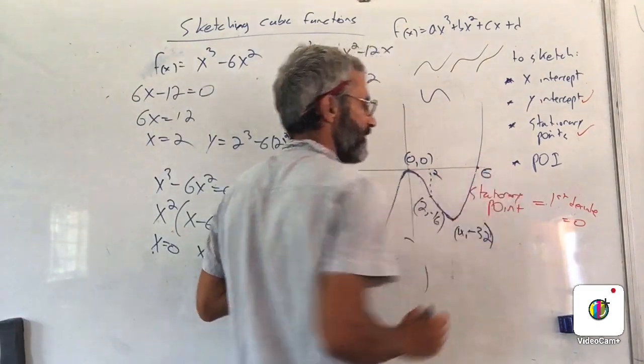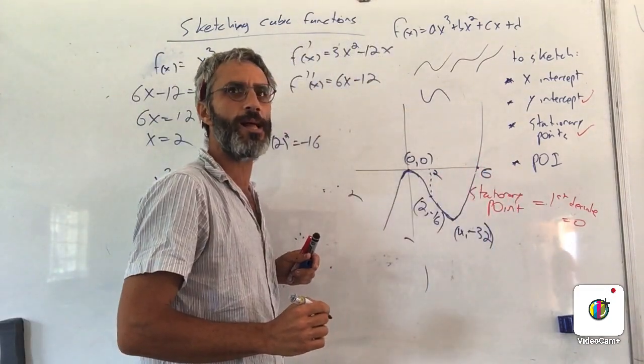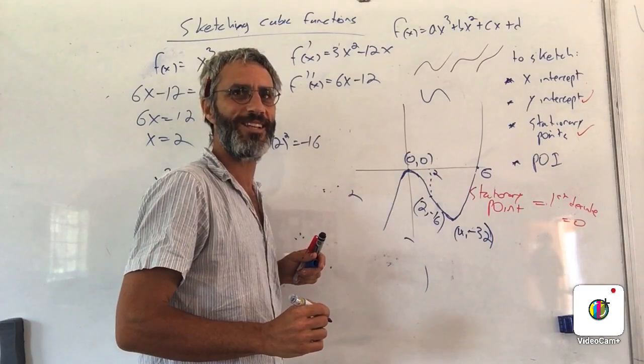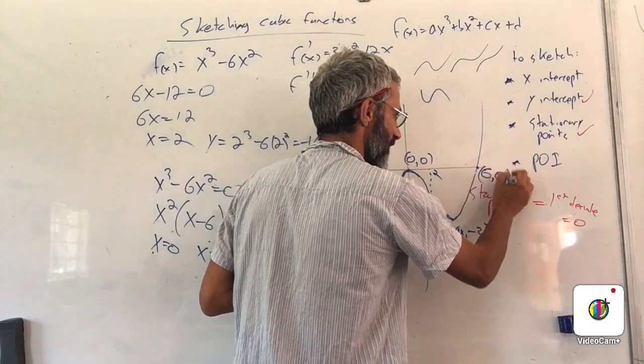How do I know what the y is? It's on the x-axis, so y is 0. Obviously, I don't need to sub anything.